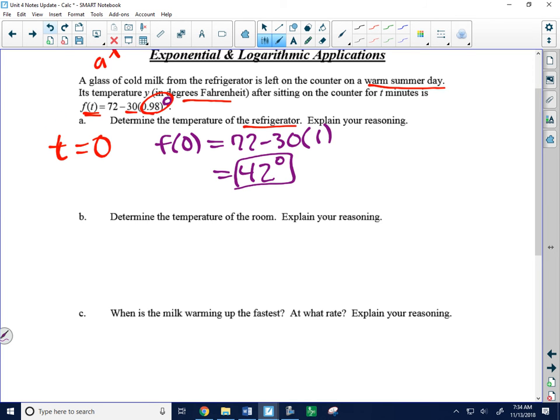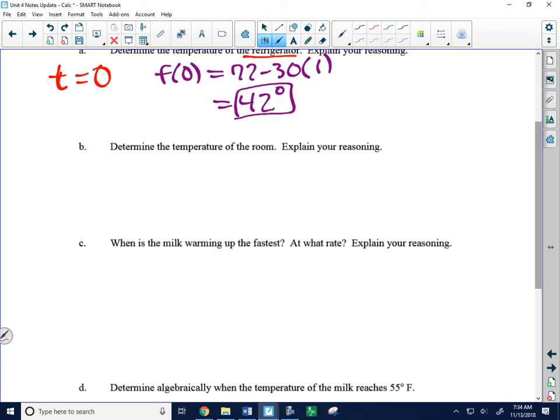Okay, cool. Similar thing on B. I want you to think about it and write your answer down first, then we'll discuss. In part B, determine the temperature of the room. All we have is a function based on time. There's nothing rate of change here yet. Think about what time we need here. Think about it for a minute. Try to write something down, and then we'll discuss.